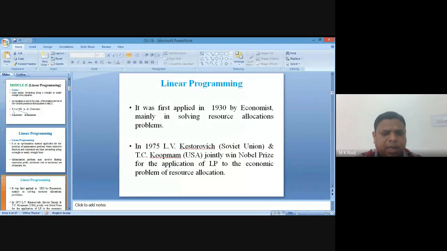And during 1975, that is L.V. Kantorovich from Soviet Union and T.C. Koopmans from US jointly won the Nobel Prize for the application of linear programming to the economic problem of resource allocations. As I told, the resource allocation especially refers to your man, machine, materials.